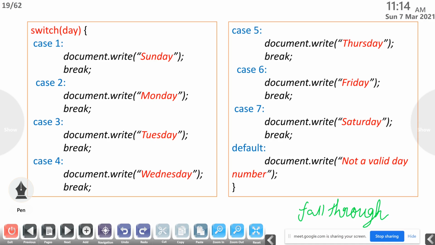So here we are using the value of day equal to 1. Then with the value of day equal to 1, it will check case 1. Case 1 means it is checking whether the value of day equals 1. Yes, the value of day is 1. Then what will happen? document.write Sunday. It will print Sunday in the browser window. Then break. Then what will happen? When a break is there in a switch statement or an iteration statement, what will happen?